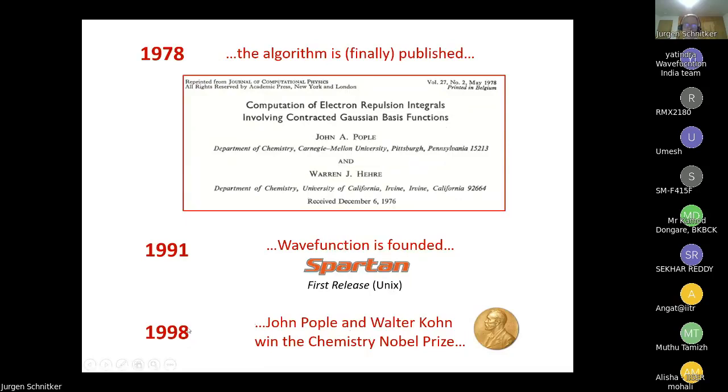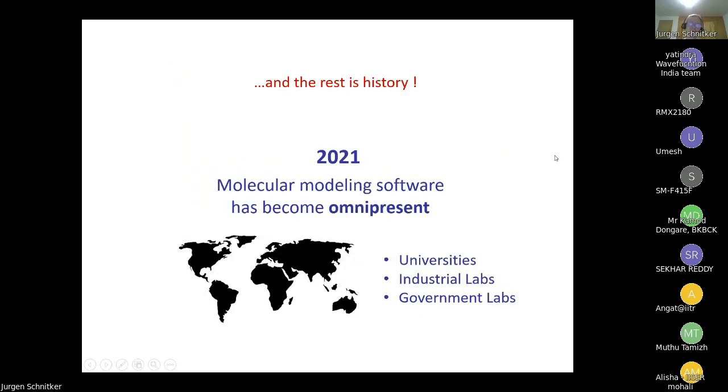1998, so the world recognized the accomplishment. John Pople and Walter Kohn won the chemistry Nobel Prize for density functional theory, and the remainder is basically all history. So in 2021, as we are speaking, molecular modeling software is really present all over the world. There are Spartan copies in really exotic places. I don't want to get into listing examples, but really quite obscure locations, universities. It's used everywhere.